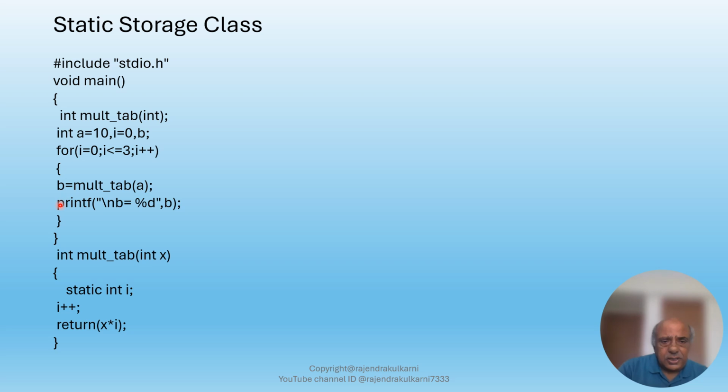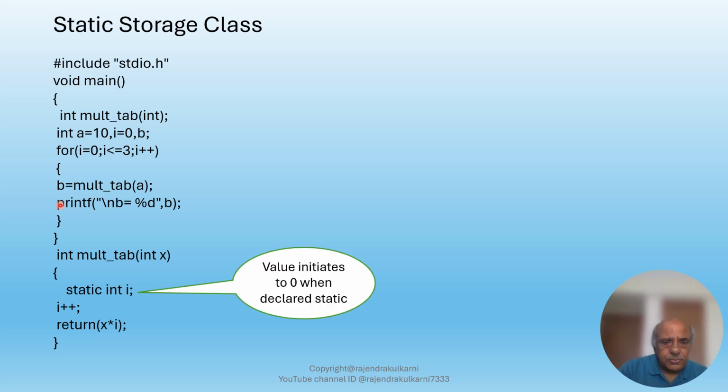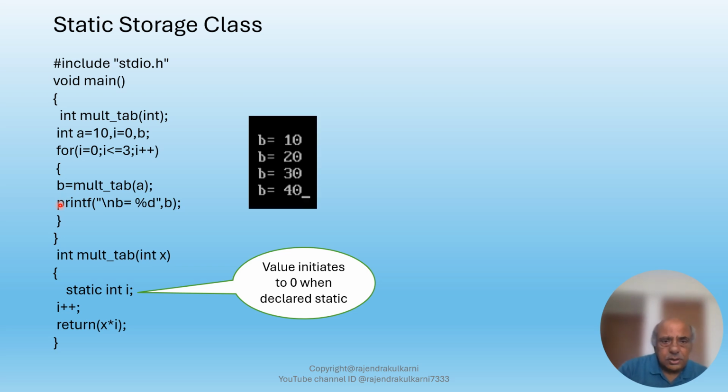What is special about static int i? The first thing we should note is that when a variable is declared as static, its value is initialized to 0 on declaration only. We need not assign value 0 to that variable. This is the screenshot of the output screen.